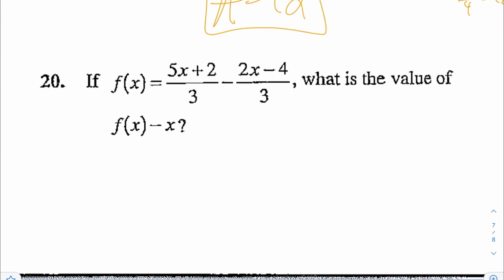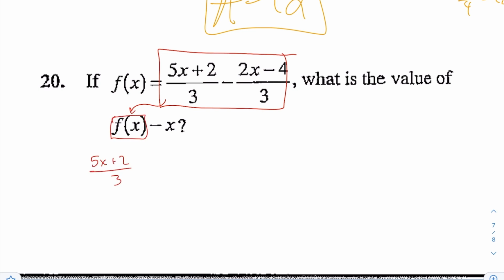All right, next for number 20. If f of x is equal to 5x plus 2 divided by 3 minus 2x minus 4 divided by 3, what's the value of f of x minus x? So here you have f of x is just equal to this thing. So you just replace this function with 5x plus 2 over 3 minus 2x minus 4 over 3, and you're subtracting x.